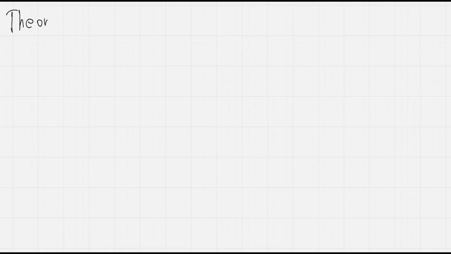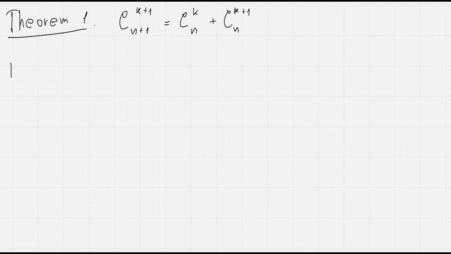We also need the following statement. Theorem 1. C(n+1, k+1) is equal to C(n, k) plus C(n, k+1). Proof. The first method, manually.